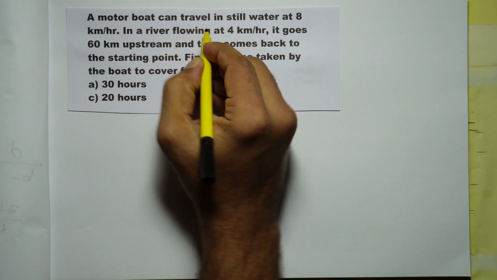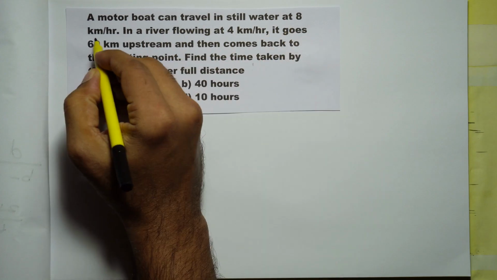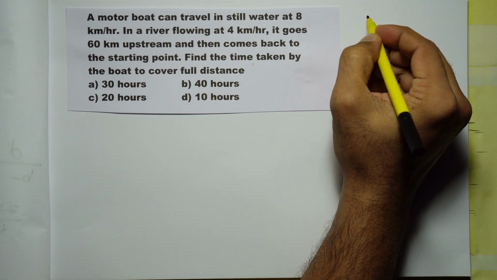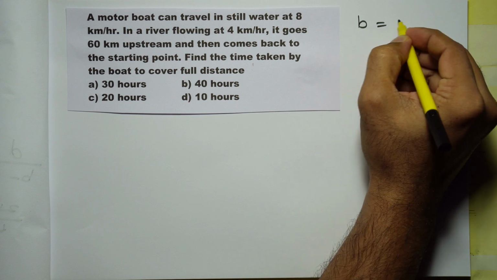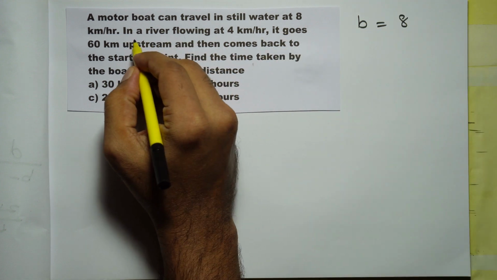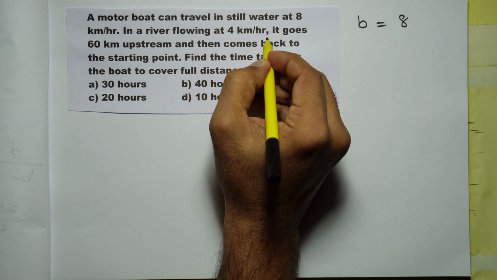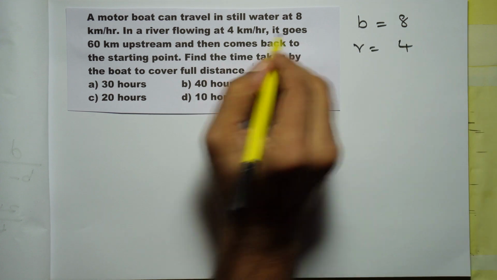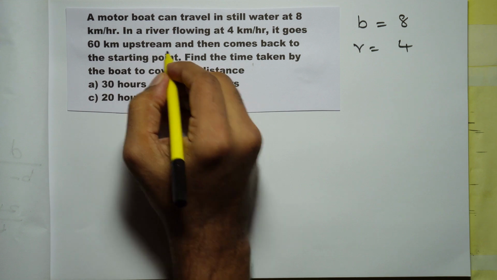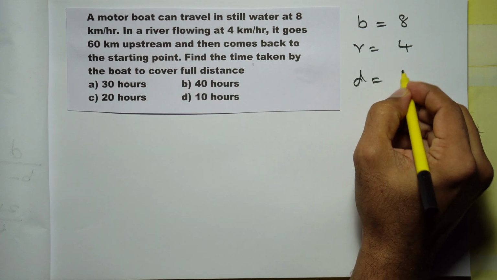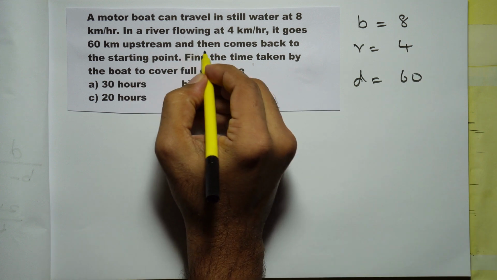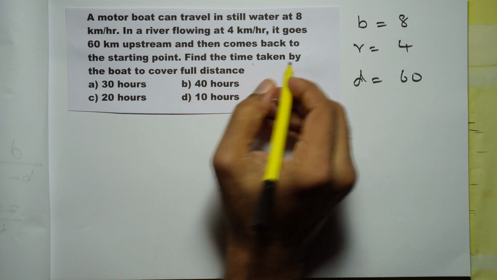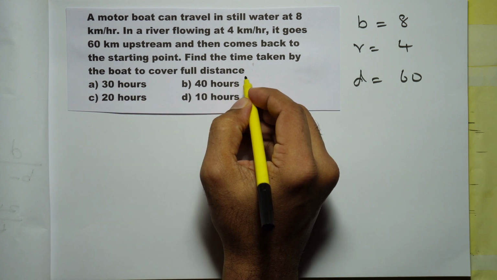A motorboat can travel in still water at 8 kilometers per hour. So I'll mark all the data here. Speed of the boat in still water, b, is 8 kilometers per hour. In a river flowing at 4 kilometers per hour. So speed of the river, r, is 4. It goes 60 kilometers upstream. So distance that it covers is 60. And then comes back to the starting point. Find the time taken by the boat to cover the full distance.